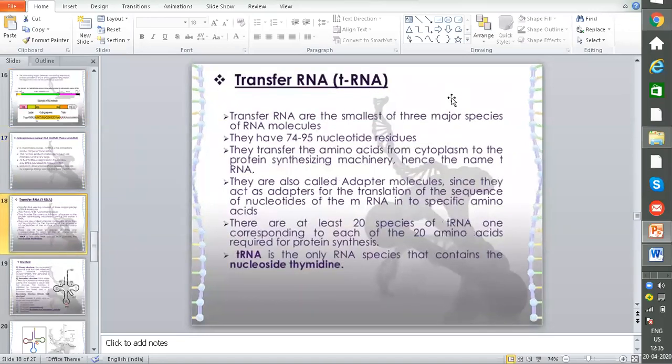Next one is transfer RNA. The name itself indicates transferring. Here it transfers amino acids from the cytoplasm to the protein synthesis area. Compared with the other RNAs, transfer RNA has only 74 to 95 nucleotides. This is the smallest RNA.